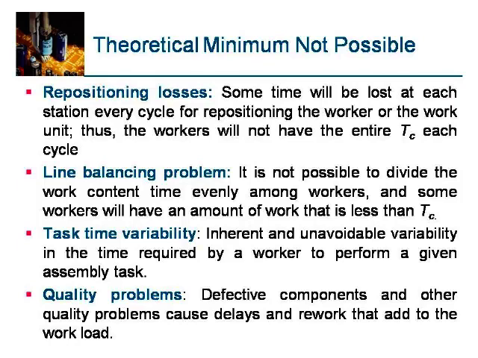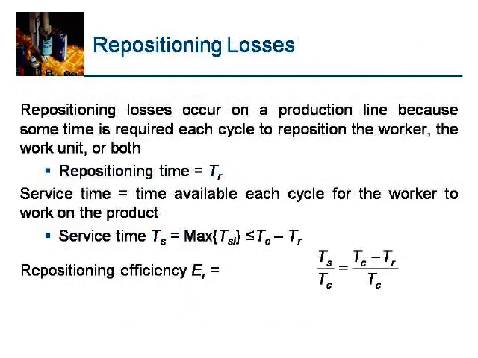Task time variability: inherent and unavoidable variability in the time required by a worker to perform a given assembly task. Quality problems: defective components and other quality problems cause delay and rework that adds to the workload.